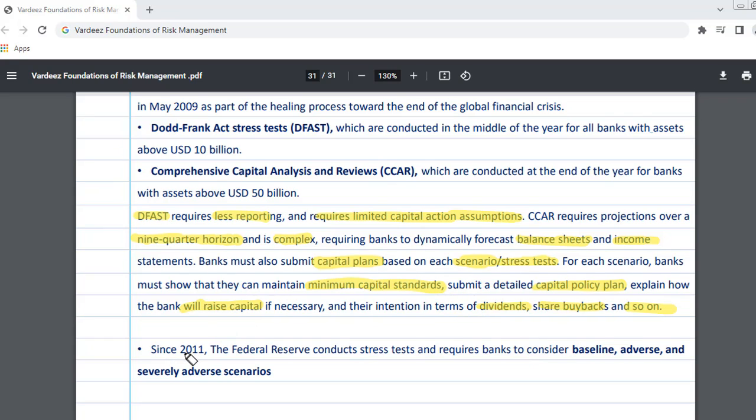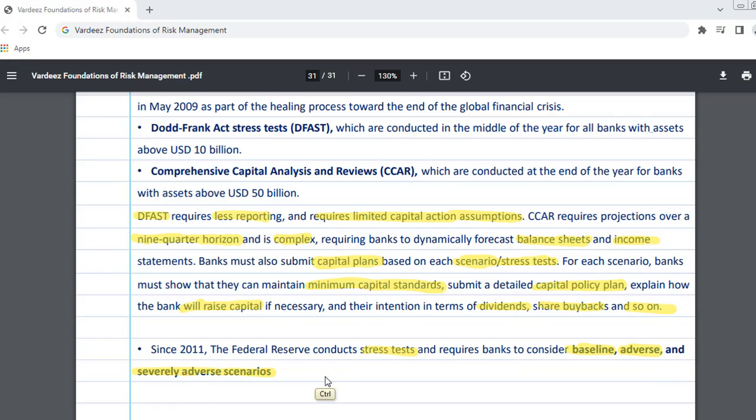And finally, since 2011, the Federal Reserve conducts stress tests and requires banks to consider 3 scenarios. The first is a baseline. Then this is the adverse, and lastly we have severely adverse scenarios. So they want the stress test to be conducted on these 3 different scenarios.